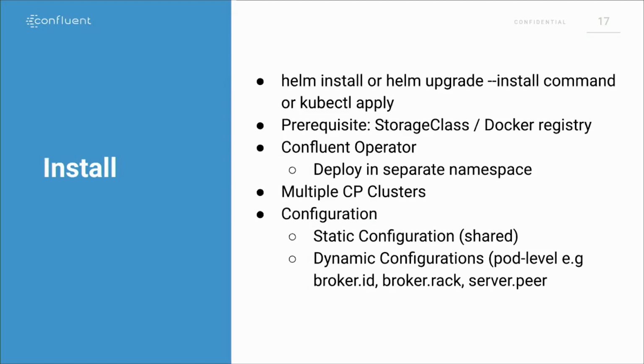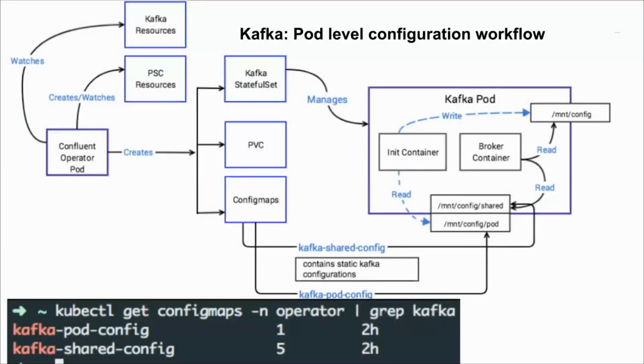How this works, if you see this diagram, is that the Confluent operator watches resources. We have Kafka resources, we have PSC resources, and then the operator creates all the required stateful sets, PVCs, and config maps. On the config maps, we actually create two config maps. One is a shared config map that is shared across the cluster. One is a pod-level config map. Broker ID is a pod-level config map because you want to know the ID of the broker, since sometimes the ordinal value of the stateful set might be different from the broker ID.